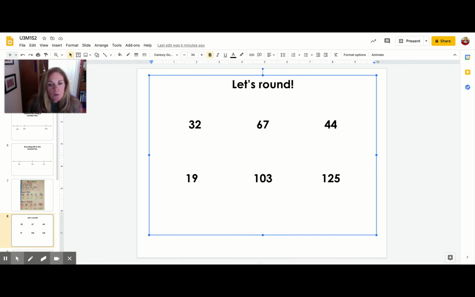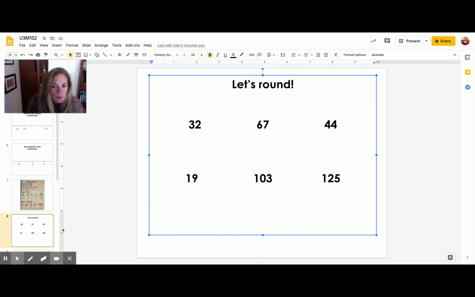103, what is in the tens place? 0. So your answer is going to be either 100 or the next 10 is 110. The answer for this one will either be 120 or 130 because 25 is between 20 and 30.